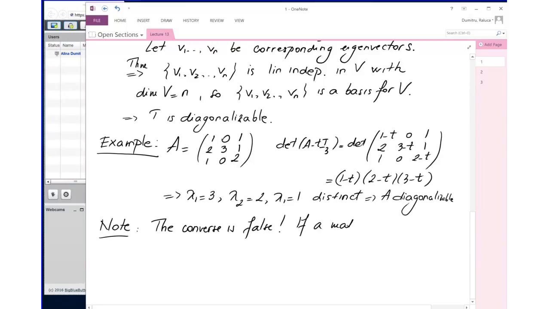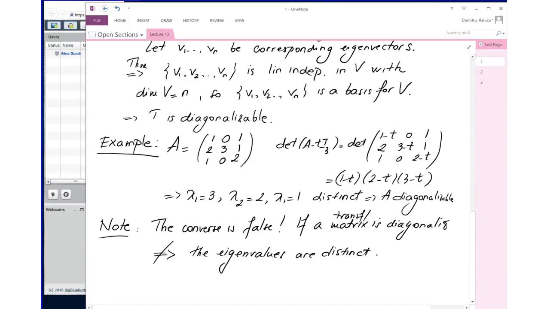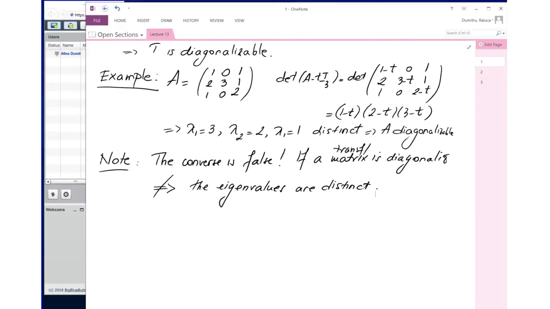If a matrix, or a transformation, is diagonalizable, that does not imply that all eigenvalues have to be distinct. And here is an example in this direction, or counterexample if you want.